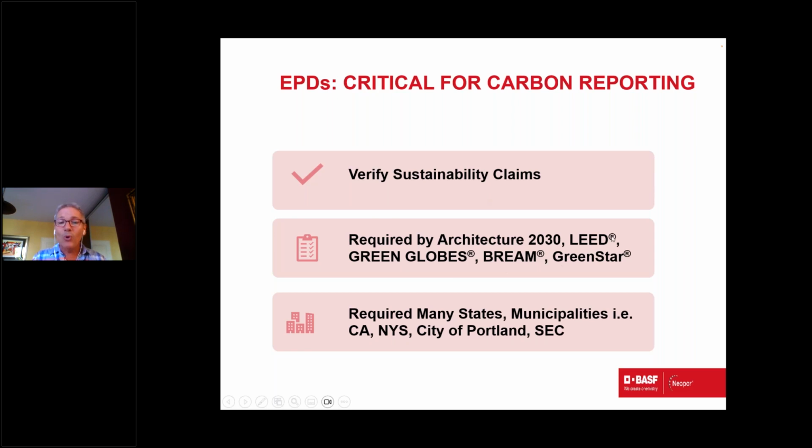And more, these environmental product declarations are included in these green rating systems, whether it's Green Globes or the LEED program or the British Green program, Green Star. And then of course, many states also are starting to ask you, as well as the federal government and the General Services Administration, to have EPDs for your various products.